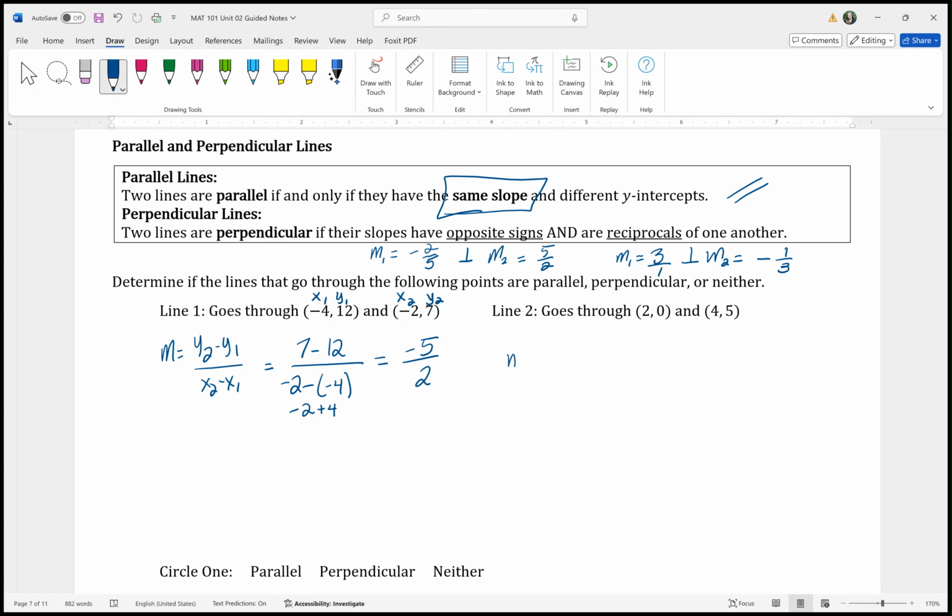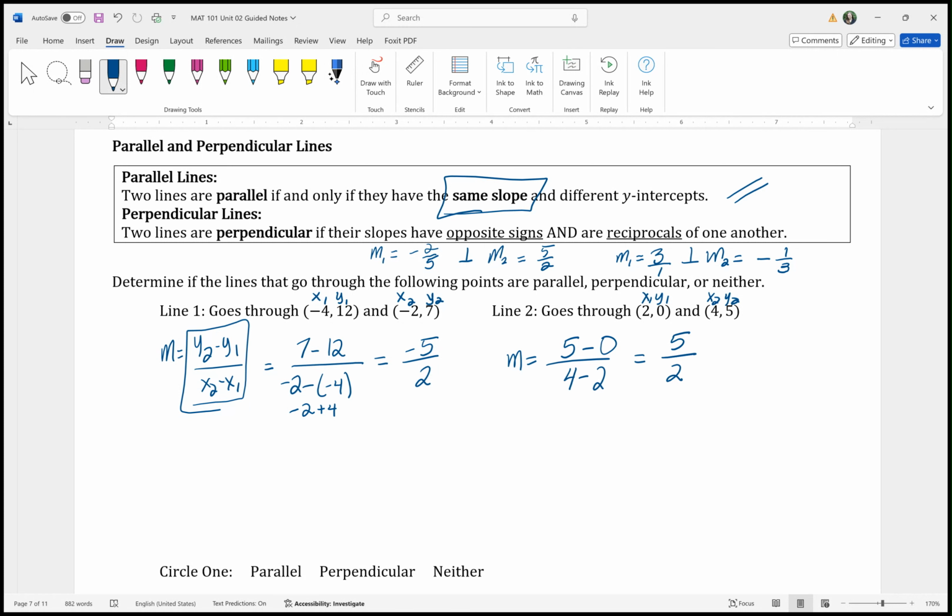Let's do the exact same thing with the slope formula, but with this one. So for line 2, label x1, y1, x2, y2. And using that same formula, y2 is 5 minus y1 is 0 over x2 is 4 minus x1 is 2. So this is 5 over 4 minus 2, which is 2. Okay, so the first one is negative 5/2. The second one is 5/2.